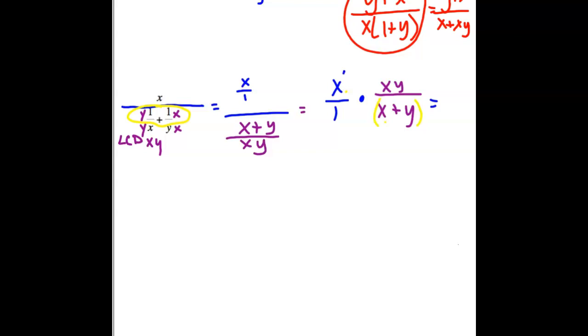We have an x to the first, another x to the first, that gets me x squared, and a y on top. On the bottom, we simply have an x plus y.